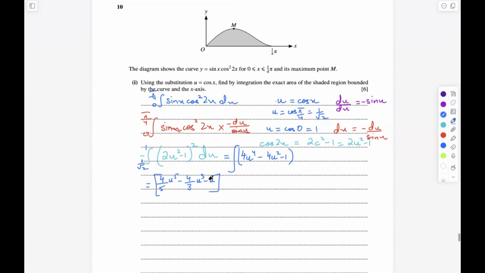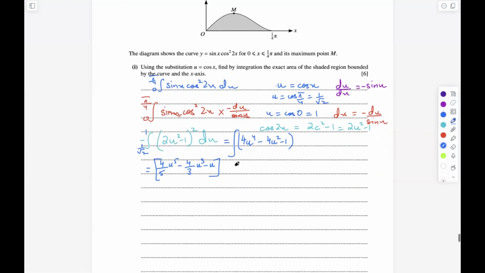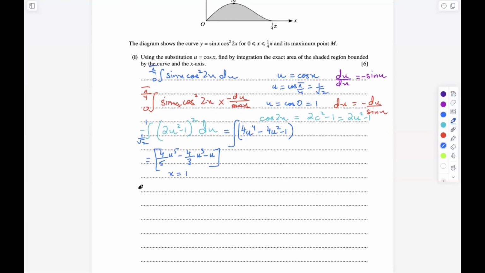Now substituting the limits 1 and 1 upon root 2, we can leave the negative sign outside as it is. Substituting the upper limit, we get 4 upon 5 minus 4 upon 3 plus 1. When we expand the whole square, a squared minus 2ab plus b squared, the last term becomes a plus 1. Then we substitute the lower limit, 1 upon root 2, which becomes minus 4 upon 5 into 1 upon root 2 to the power 5.